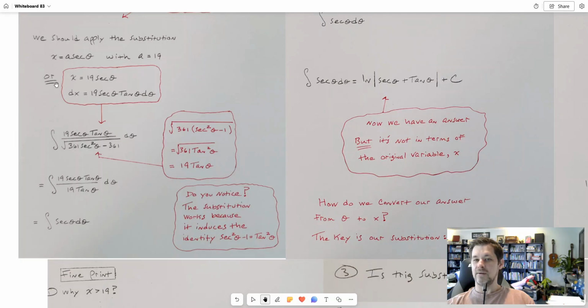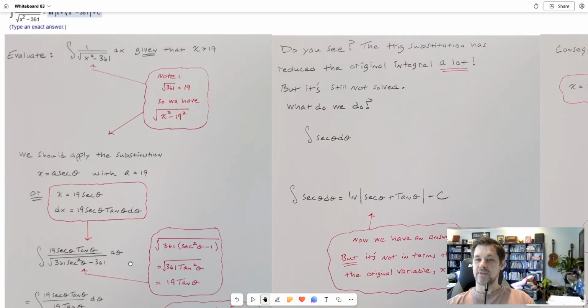The entire point of this substitution was for this identity to show up there and become something that we can simplify pretty easily. Okay? That's what you would expect to happen when you do this. All right, so I've got this. I've reduced it to this. It reduces further. The tangents cancel. The 19s cancel. And what I get is the antiderivative, the indefinite integral of secant theta d theta.